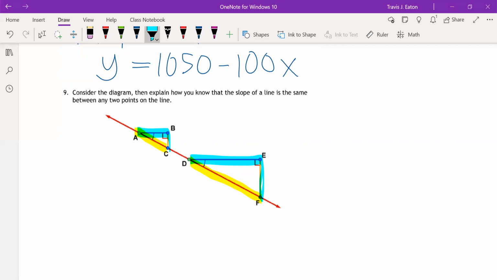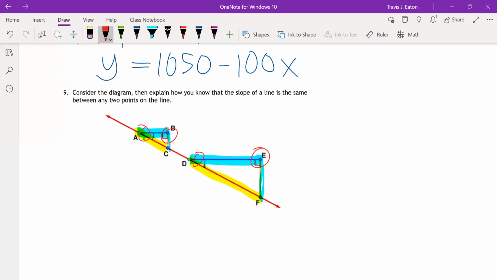Right? Got this angle here, and this angle here, and this angle here. They are the same, right? So again, this angle and this angle are exactly the same. This angle and this angle are exactly the same. And so because of that, they would have to be similar triangles. That means that the hypotenuse is the same. And so they're going to have the same slope.